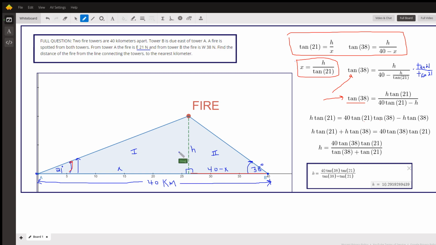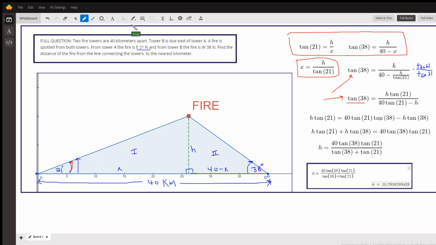So one way, and we want to solve for h, the distance from the fire to the line joining the towers, which is, of course, a perpendicular distance. So one way to solve the problem is to set up two right triangles, 1 and 2, and then come up with two equations and two unknowns.